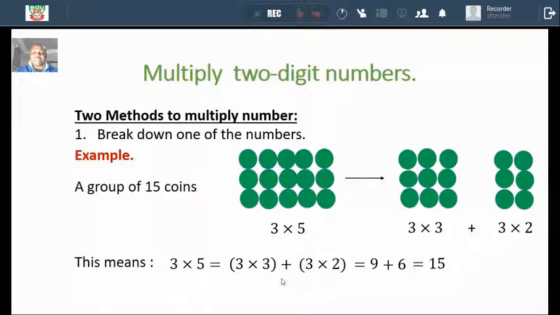Now, this shows that if we chop this group, we can calculate from these smaller groups and still find the same answer. Let's look at it the other way. Let's take 3 times 5 and chop this 5 into smaller numbers.